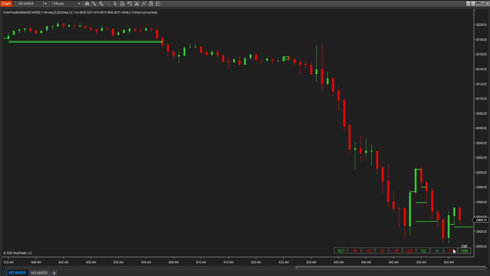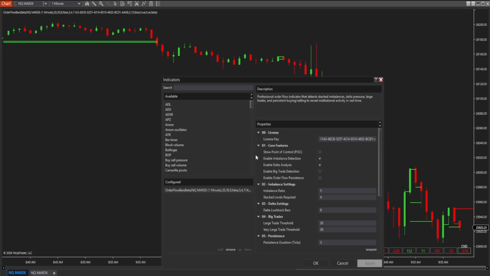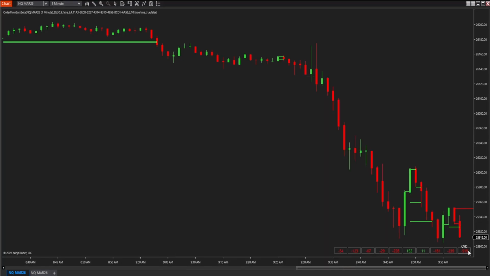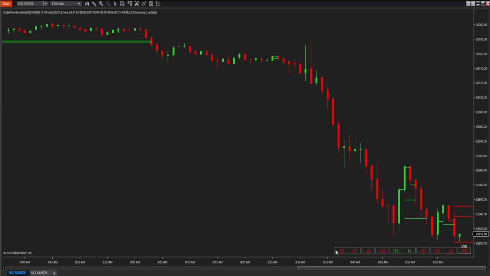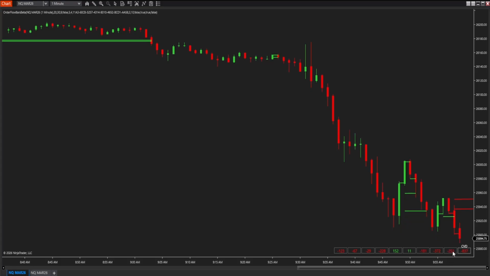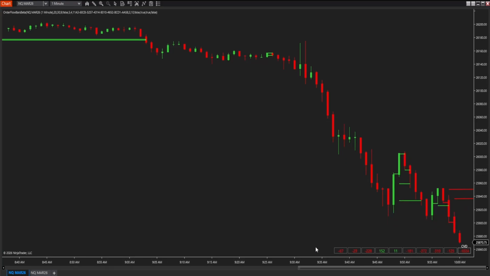As you can see here, this is the delta box. That delta box is this right here, enable delta analysis. Now, the CVD is at the end of it. That is the cumulative volume delta for all of this. This one right here is the current delta for this current bar. This one right here is the previous bar, and then it goes back.